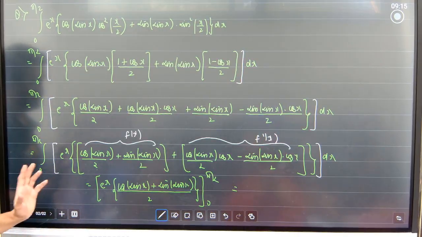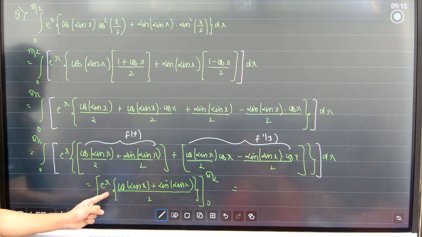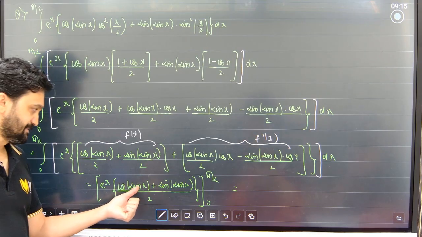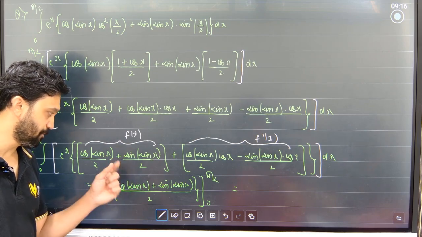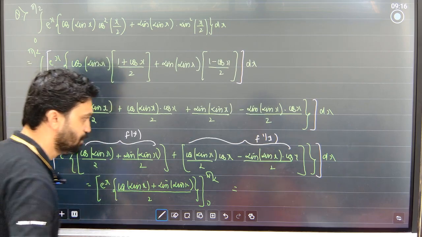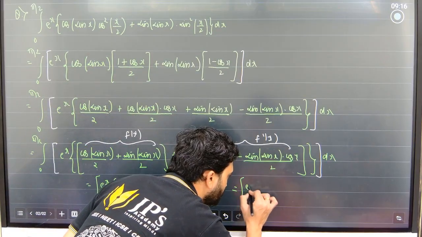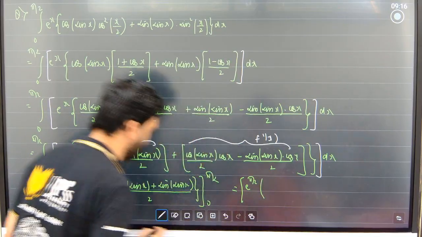And if I put pi by 2, outside it will be e raised to pi by 2. Sin pi by 2 is 1. Remember this, sin pi by 2 is 1. So if I substitute, it will become e raised to pi by 2.